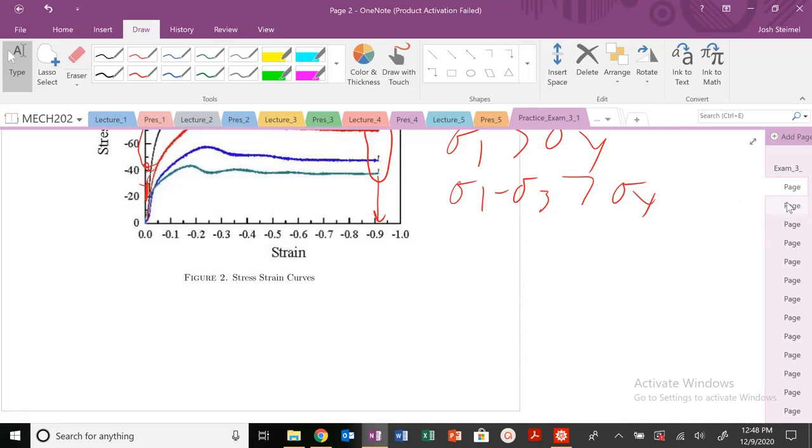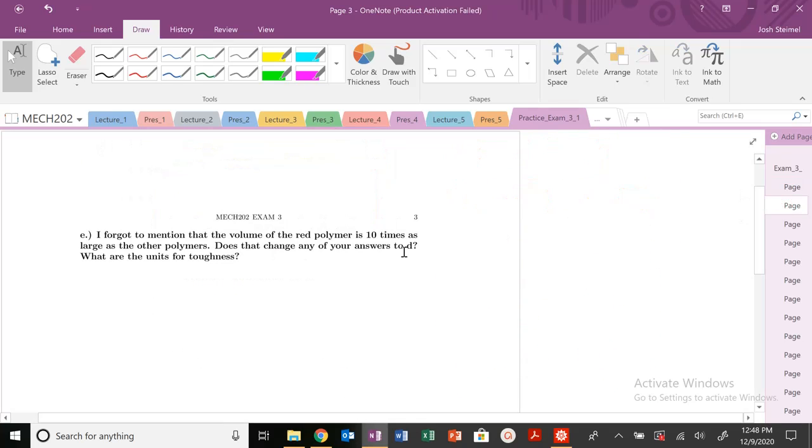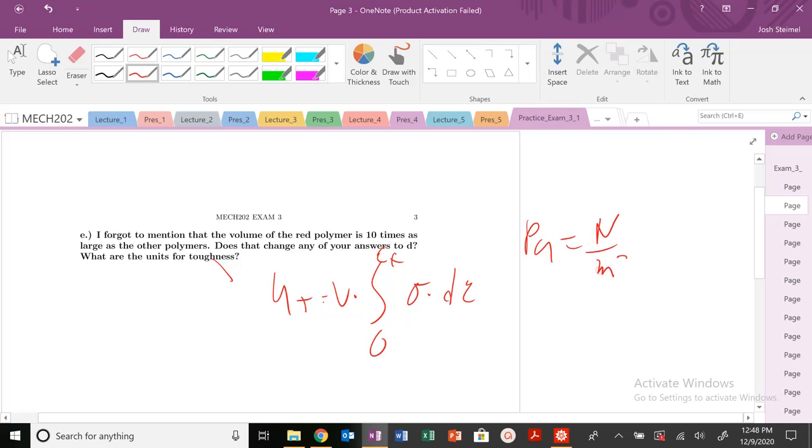Nice. And finally, the question is asking, the volume of the red polymer is 10 times as large as that for the other polymers. Does that change any of your answers to D? What are the units for toughness? Well, toughness is the volume times the integral up to strain at failure of stress times dE. So stress has units of pascals or Newton per meter squared. I multiply this by my volume, meters cubed. A Newton meter, those units are going to be in joules.